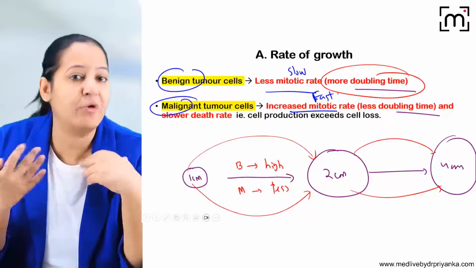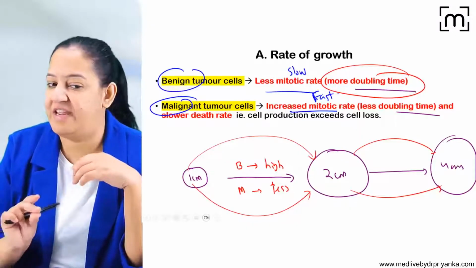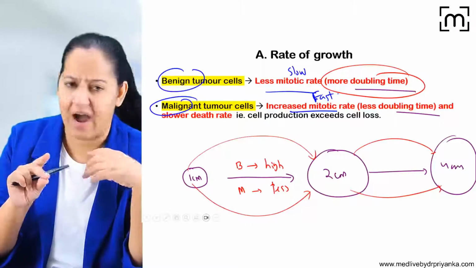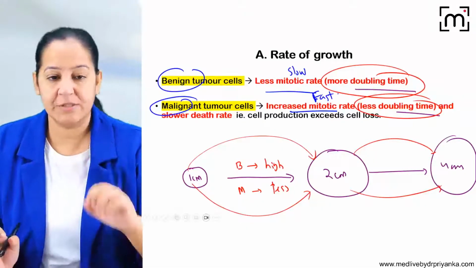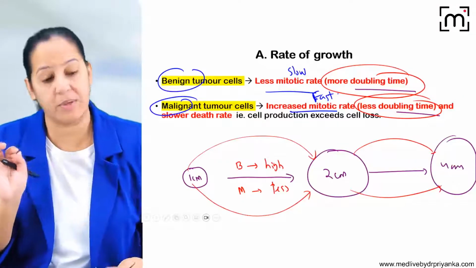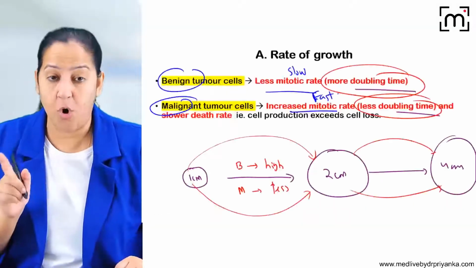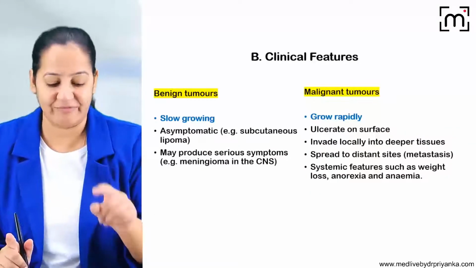So in benign tumors, the doubling time is more because they are slow growing. They require more time to get doubled. And malignant tumors are very quick. They are very fast growing. They have high mitotic rate. So within a few days, they become doubled. So here doubling time is less. So you have to understand the benign tumors versus malignant tumors based on rate of growth. That is the first feature.